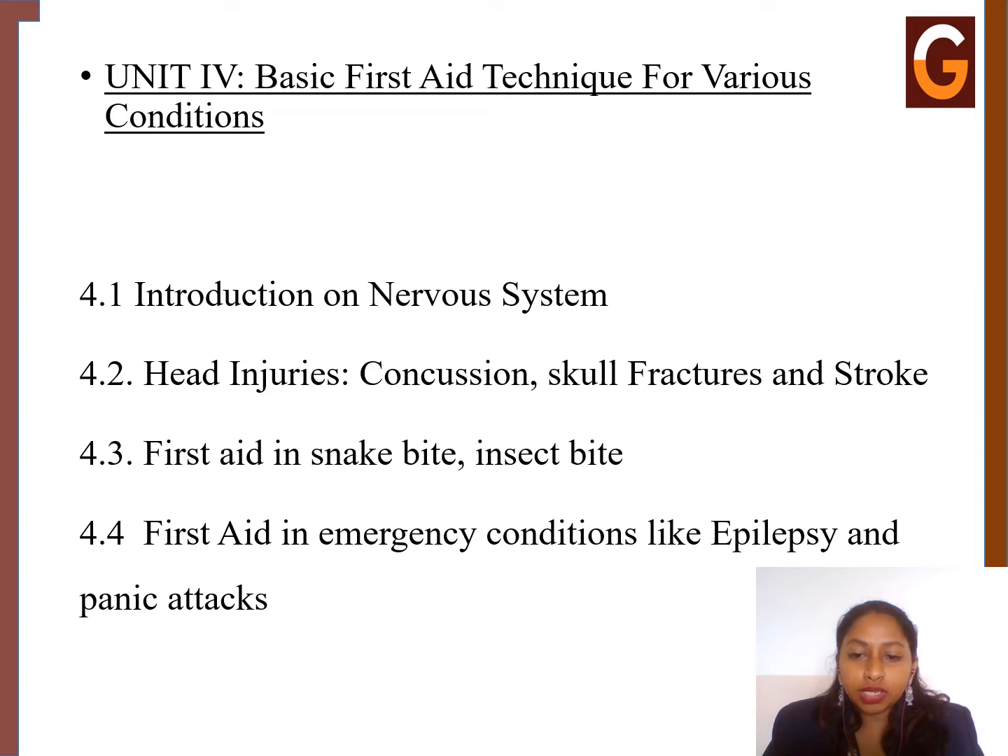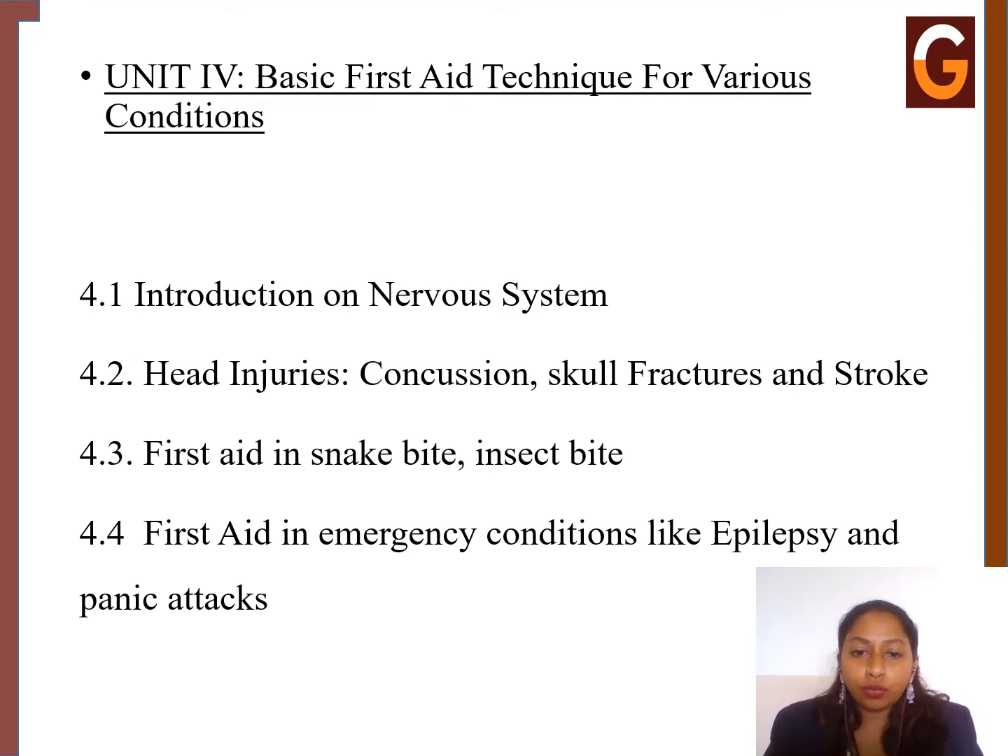4.4, which is nothing but very emergency conditions like epilepsy and panic attacks. These are very common, and we will be giving you a brief about the first aid during these particular conditions. So this 4.4 involves all the systems in our body. So we will be having various systems, including the various conditions as well.